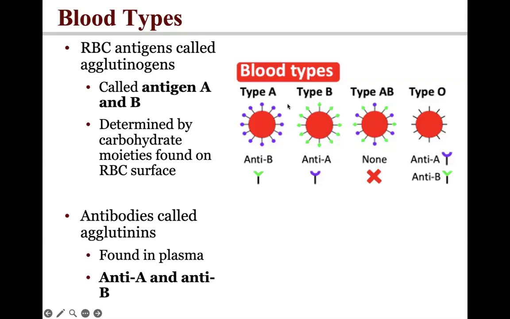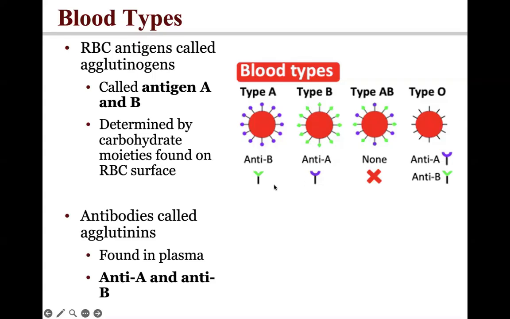I want to emphasize that the picture shows purple and green colors, circles and squares, but actually they are not as such. You do understand these are protein molecules; they are just shown for you to understand. So we learned type A has antigen A, type B has antigen B, type AB has both antigen A and B, and type O does not have any antigen.